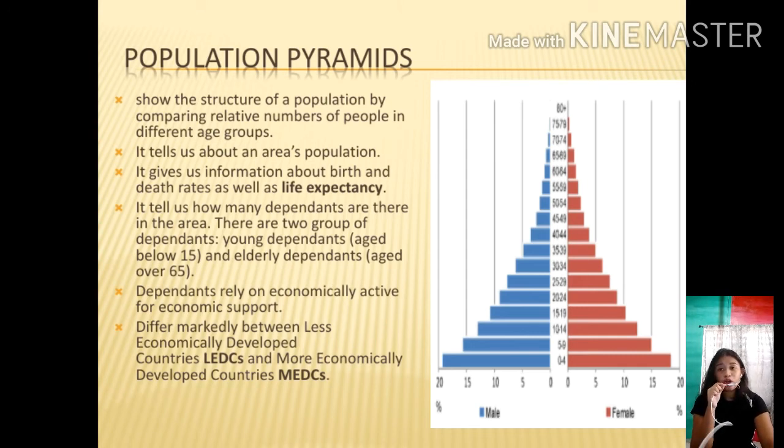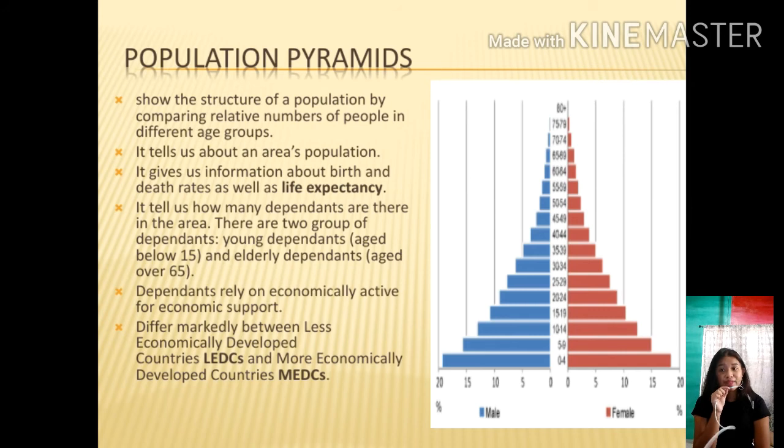It shows the structure of a population by comparing relative numbers of people in different age groups. It tells us about an area's population. It gives us information about birth and death rates as well as life expectancy, which will be accounted for in population change. It tells us how many dependents there are in the area.